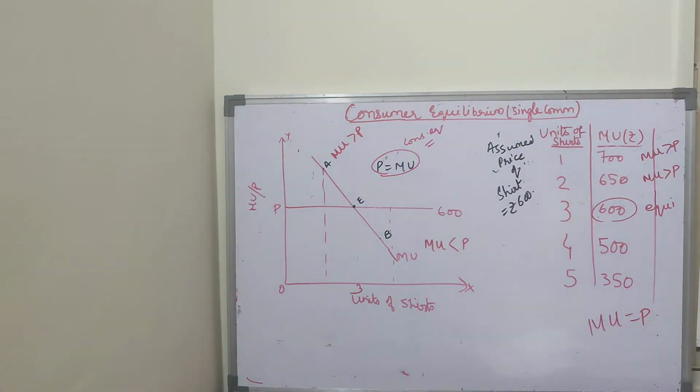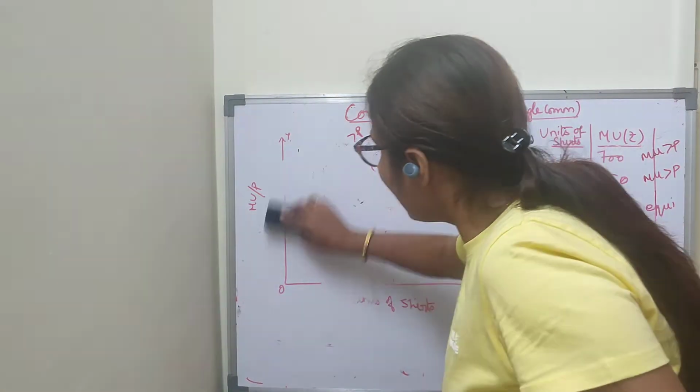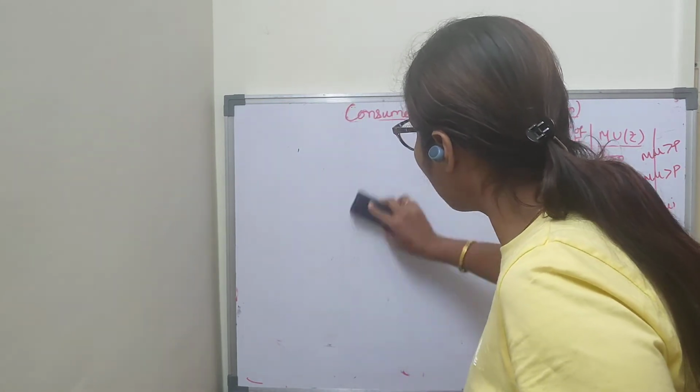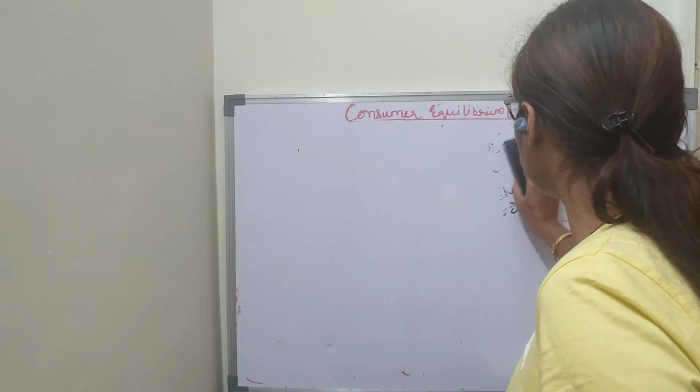Clear? Now the second thing is that in the case of a single commodity in consumer equilibrium, we learned that when marginal utility in terms of money is equal to price, it is the case where the consumer attains equilibrium. Now, let's suppose I am giving you one table where I am defining marginal utility in terms of money.